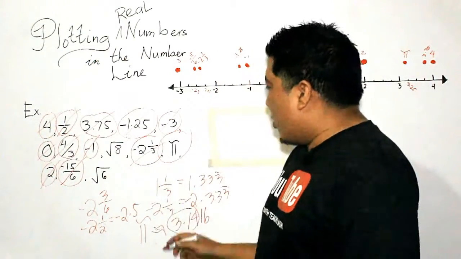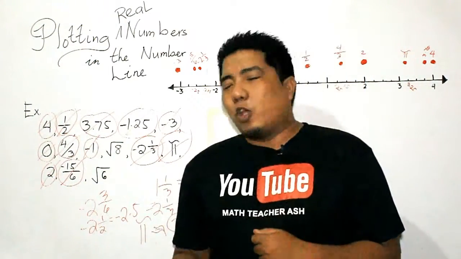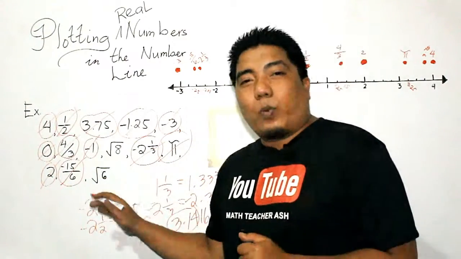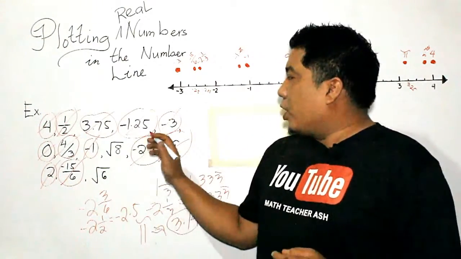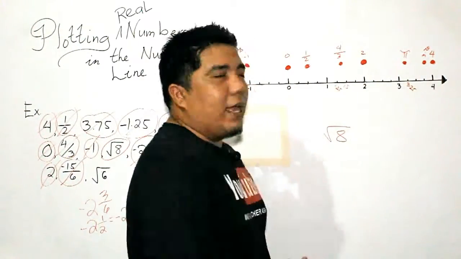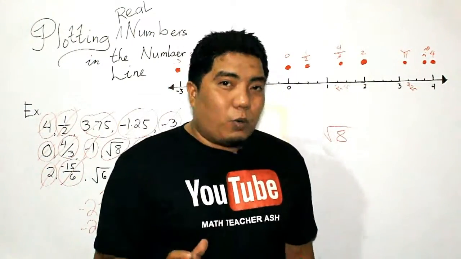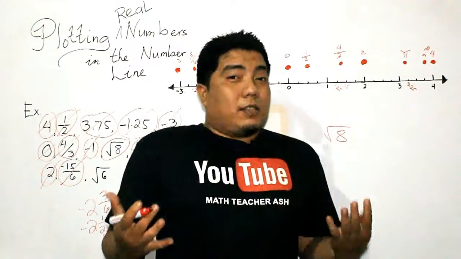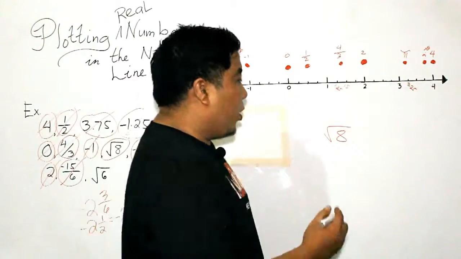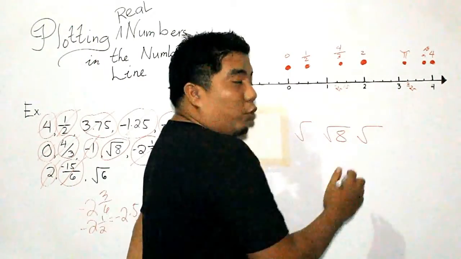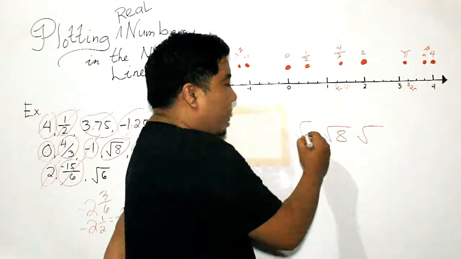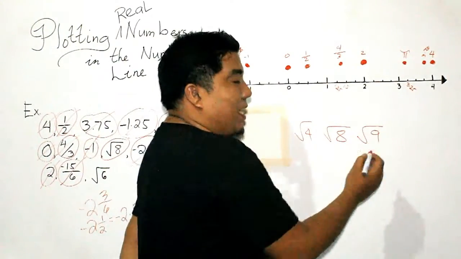Now, let us go to our irrational numbers. We have square root of 8 and square root of 6. For square root of 8, remember my last video, which is all about the square root of any number. One of the techniques there is very simple. You get the two perfect squares where the square root of 8 is in between, and that is square root of 4 and square root of 9.